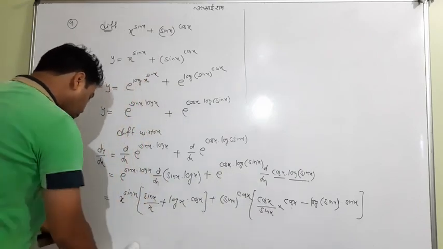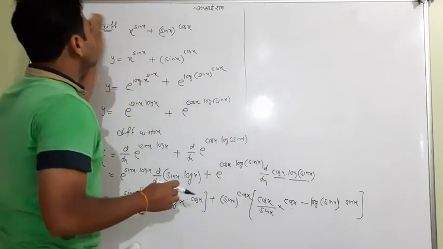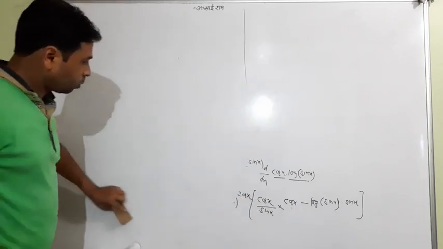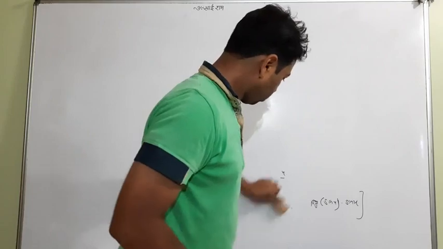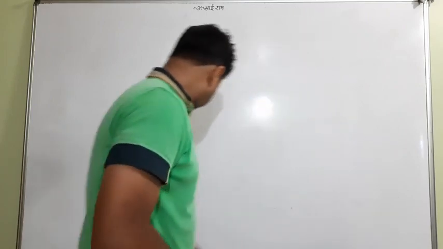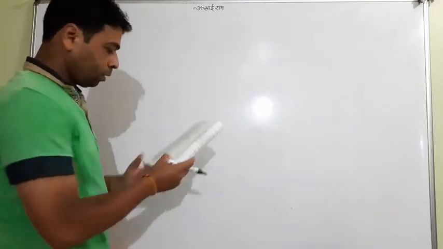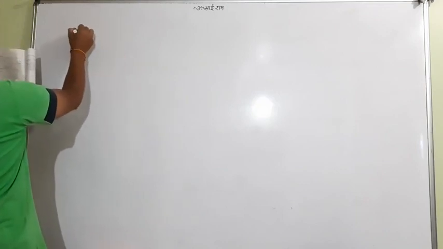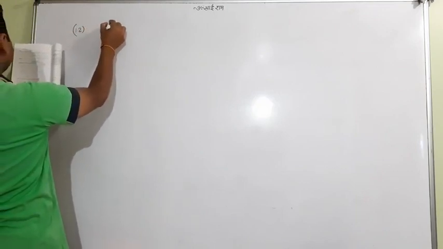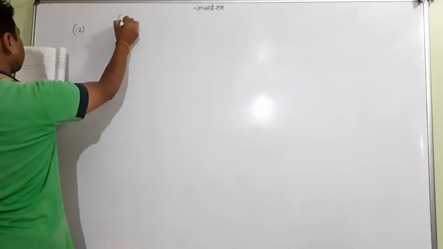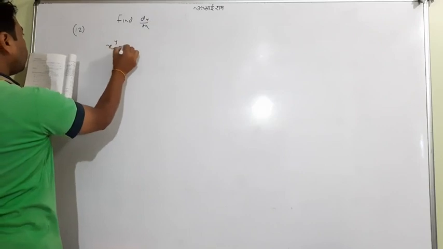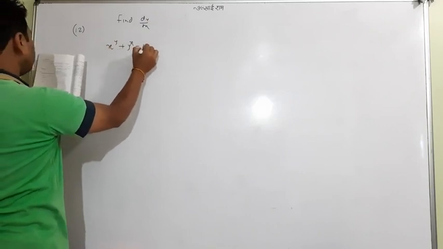So now I'm telling you some further important questions of the exercise. Now look at some more questions from 12th. Question number 12. What are the questions? Find dy by dx. Question number 12: x to the power y, plus y to the power x, equal to 1.